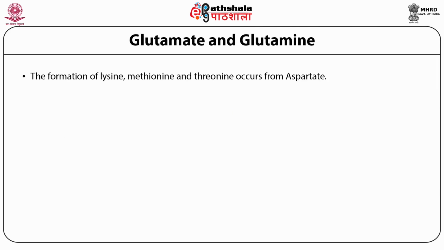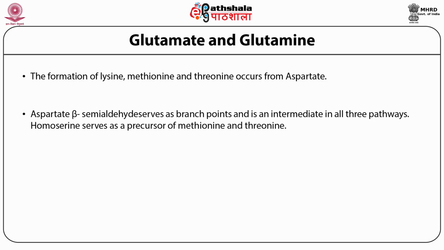The formation of lysine, methionine, and threonine occurs from aspartate. Aspartate beta-semialdehyde serves as a branch point and an intermediate in all three pathways. Homocysteine serves as a precursor of methionine and threonine.